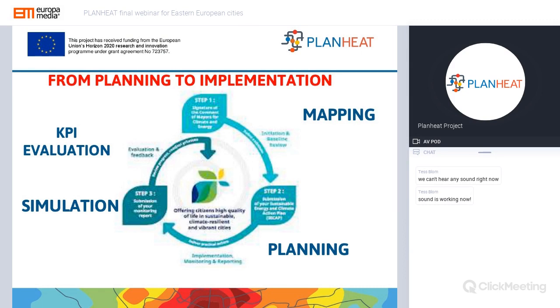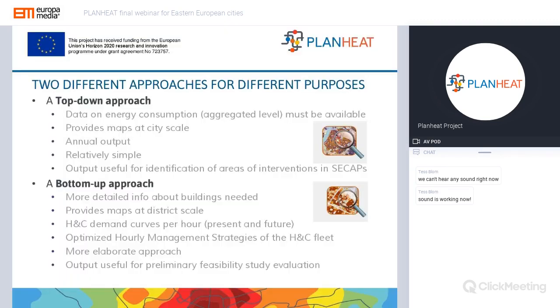So this is the cycle of the process from planning to implementation with different steps. The end user can always choose between different approaches. The first one is the top-down or city approach, or a bottom-up district-oriented approach. Both of them can take the benefit from the results in terms of visualized maps and assess potential.